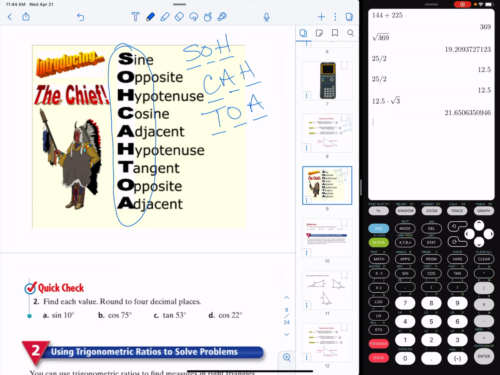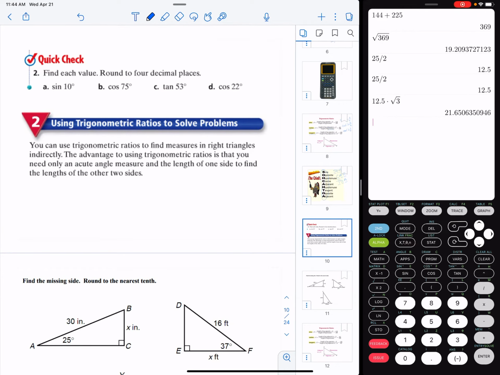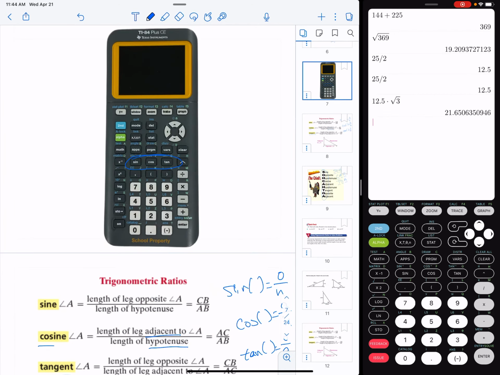So what I want us to do real quick is type in a few things on our calculator and learn how to use our calculator to find what we call a trigonometric ratio. Here are the problems we're going to use: A, B, C, and D. Sine of 10 degrees, cosine of 75 degrees, tangent of 53 degrees, cosine of 22 degrees. We're going to look at how we type this in on the calculator. Again, we're looking at these three buttons on the calculator, whatever calculator you're using.